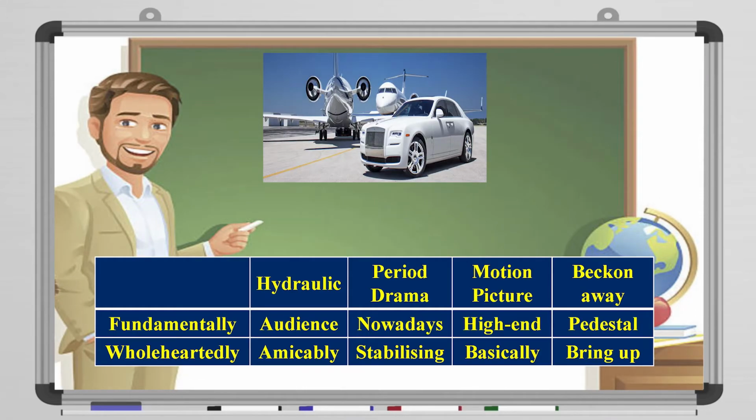Such a beautiful car, huh? And a nice private jet. Hopefully I'll get that someday. Did you get the word? Yes? No? Let's look at the answer.